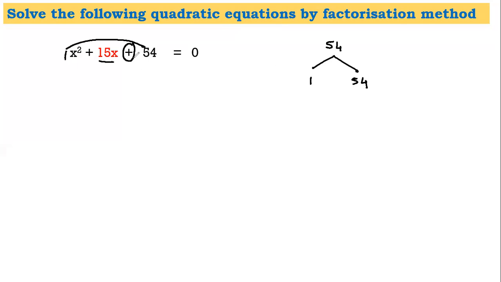Now since there is a plus sign here, we need to add these two numbers to get the middle term. 54 plus 1 will never ever give us 15. After 1 it is 2. 2 into what is 54? Now if you don't know, you can just take 54 and divide it by 2. 2 ones are, 2 twos are, and 2 sevens are. If you don't know this also, go for long division. So 2 into 27 is 54. Now once again the last number sign is plus, and by adding I need to get 15. So 27 plus 2, no, it is not 15.